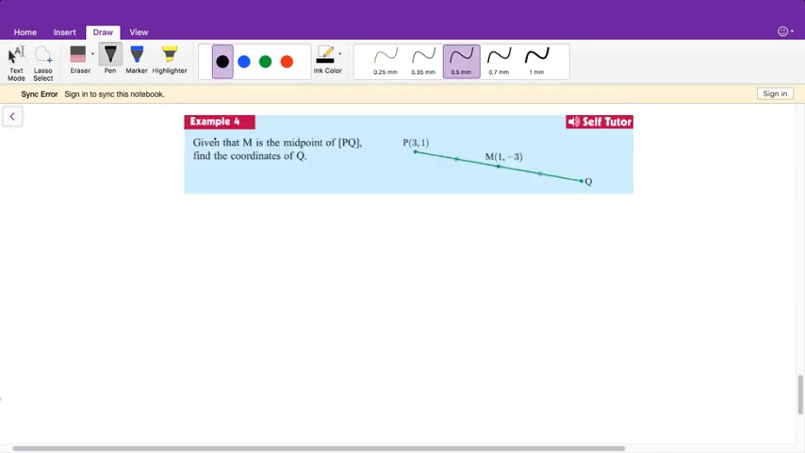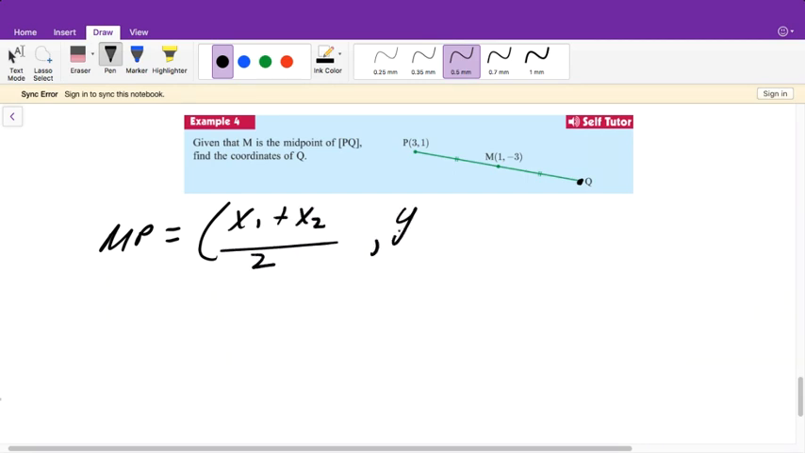All right, now for this question, it gives us the midpoint. It says our midpoint is (1, -3), and now it's asking us to find the coordinates of one of our endpoints, Q. So remember, our midpoint formula is (x1 plus x2) divided by 2 and (y1 plus y2) divided by 2. But in this case, we know our midpoint. Our midpoint is (1, -3).